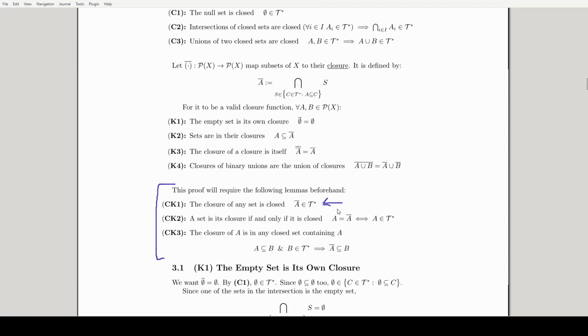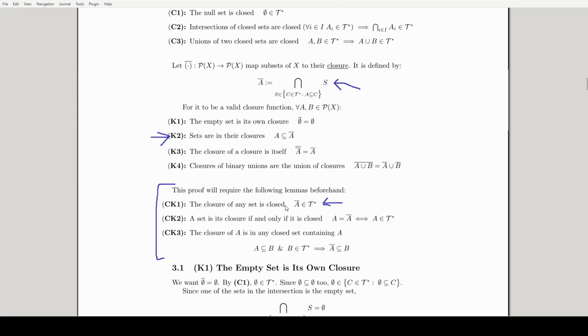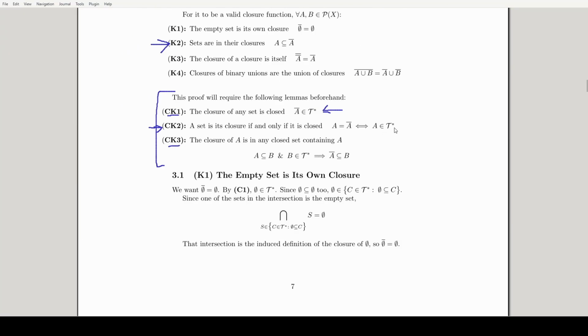So we explained that this intersection is the smallest closed set containing A. So it contains A from CK2. It is closed from CK1, and it is smaller than every closed set containing A from CK3. And then CK2 is just how you would define closed sets from closures. So it's one of the core important ideas. A set is closed if and only if it is equal to its closure. Sort of like how open sets are defined if they're equal to their interior. Closed sets are defined if they're equal to their closure.